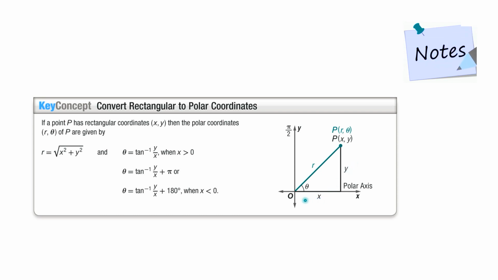Now you're going to find theta, which is tan inverse of y over x if x is greater than 0. And you've got theta equal tan inverse y over x plus pi radians or 180 degrees when the x value is less than 0. So this is the condition. Just make a note.